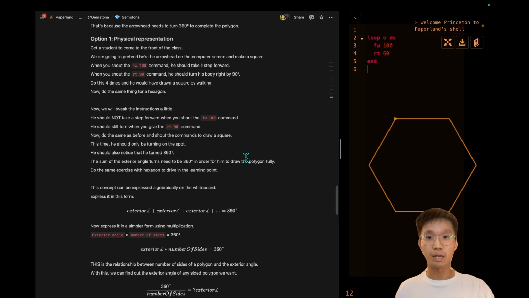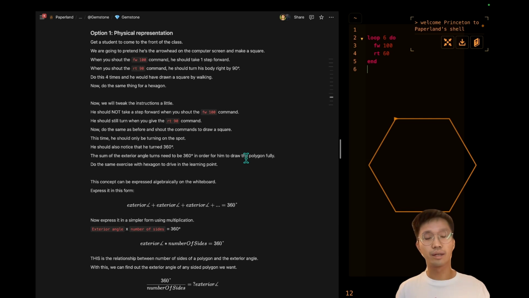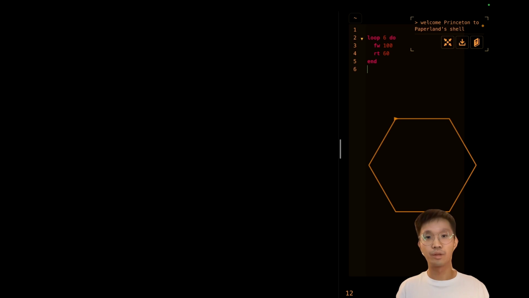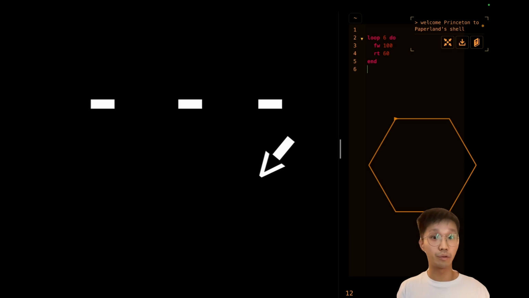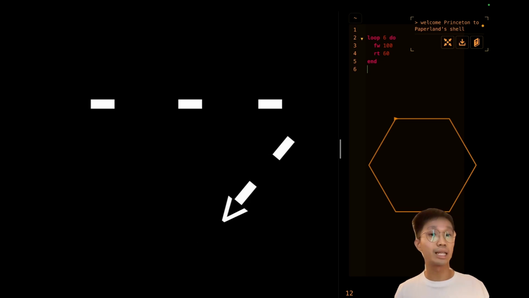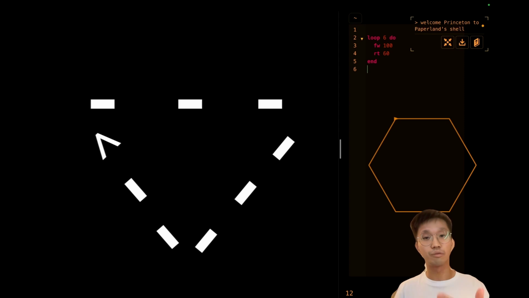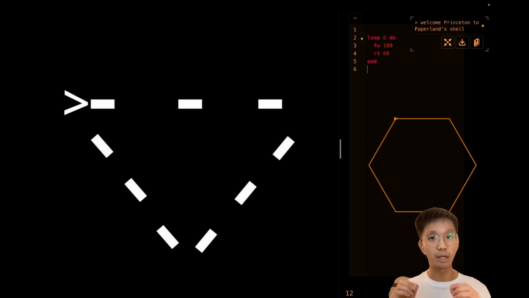So to do so, I would get a student to stand up and try to draw an equilateral triangle. I'll give them commands and they will have to follow. So I'll say, move forward 3 steps, then turn right 120 degrees. Move forward 3 steps again, turn right by 120 degrees. Move forward 3 steps, turn right by 120 degrees. At this point, they would have drawn out an equilateral triangle with their bodies by walking.